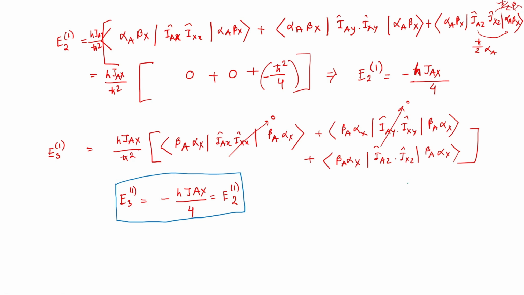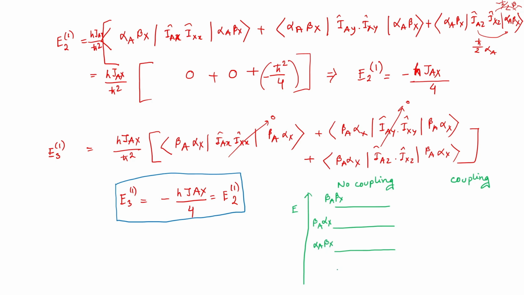Let me use another color here. So firstly, when there is no coupling, and when there was coupling. Okay. So this is the energy scale going to be. This is the fourth one, beta A, beta X. This is beta A alpha X. This is alpha A beta X. So this is all coming from that.